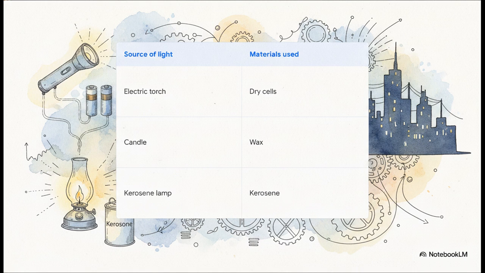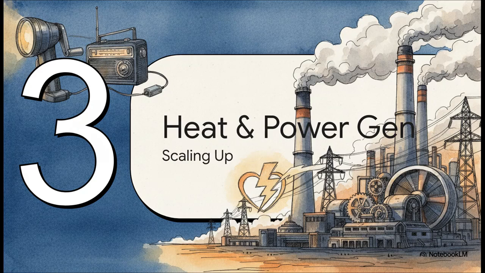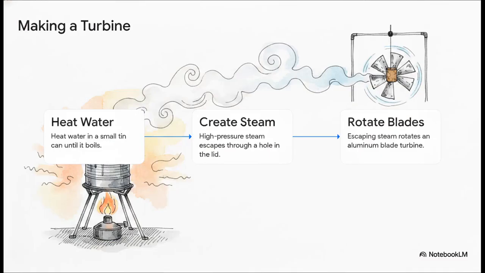Now, light is obviously crucial for vision, but as we're about to see, the core principles used to generate it can be scaled way, way up to power entire cities. That brings us to part 3, heat and power generation, scaling up. To really grasp how heat turns into power, our source textbook lays out this brilliantly simple classroom activity.